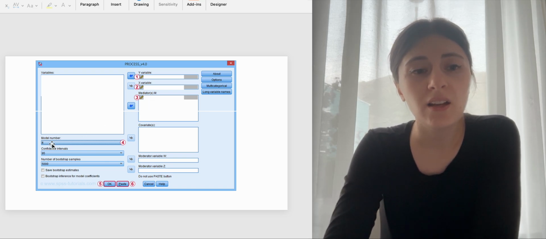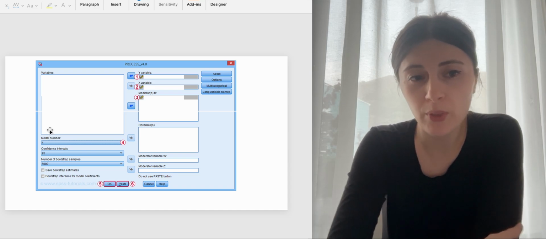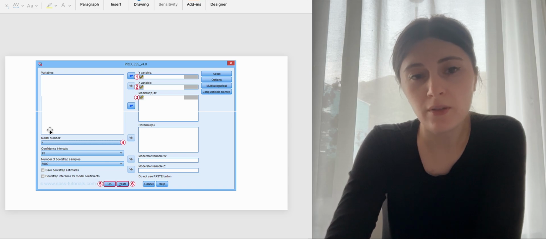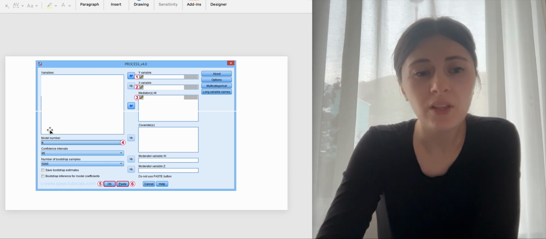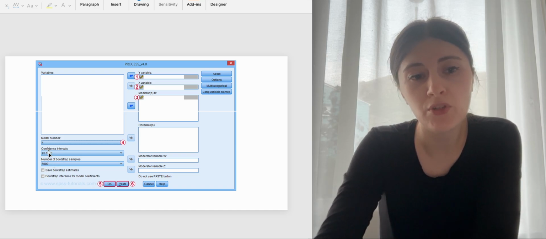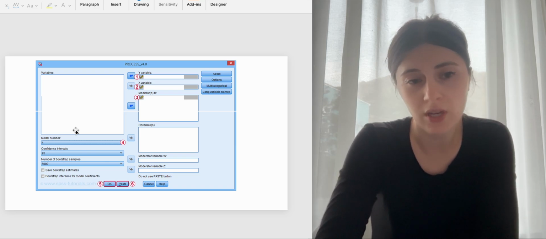And then we have to assign the model number. Here it's assigned to number 4 because in this software, model number 4 is the simple mediation model. You just have to remember that. Next, we have the default numbers for the bootstrapping method. Now, bootstrapping is the method we use to test our mediation.